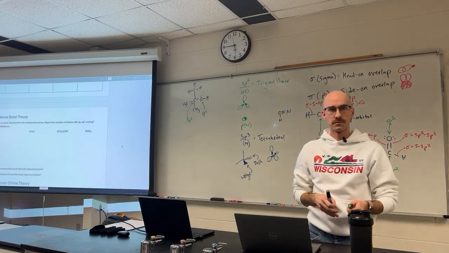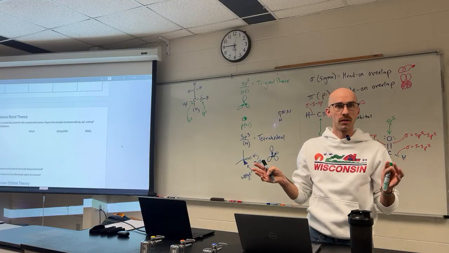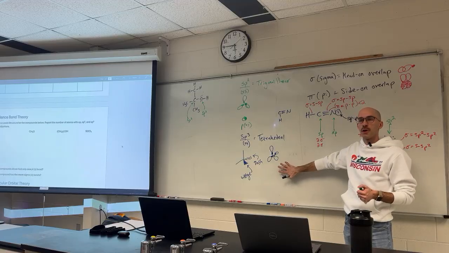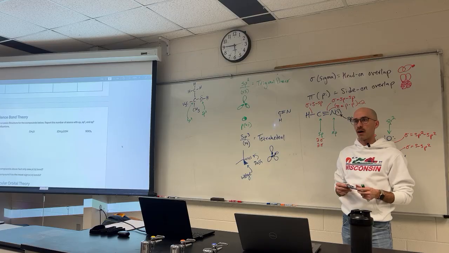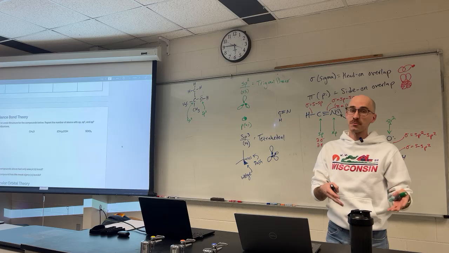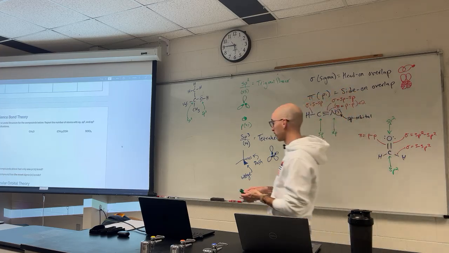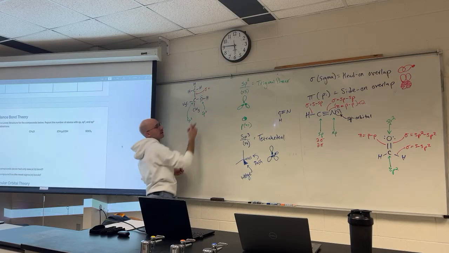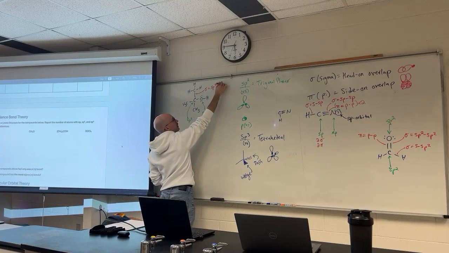How many pi bonds in this molecule? 0. All of the atoms are sp3 hybridized, and sp3 hybridized atoms don't do pi bonding. So there are 0 pi bonds, only sigma bonds, and those sigma bonds here are the overlap of sp3 orbitals with s or sp3 orbitals with sp3 orbitals. For instance, the sigma bond created by carbon to carbon is the overlap of sp3 to sp3.